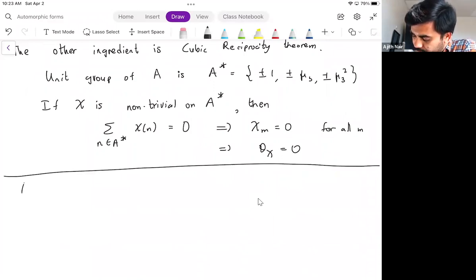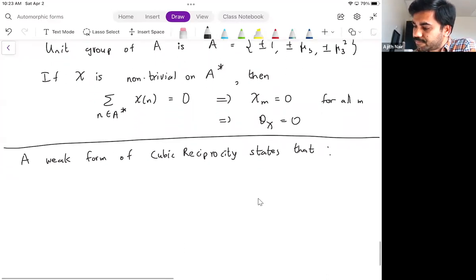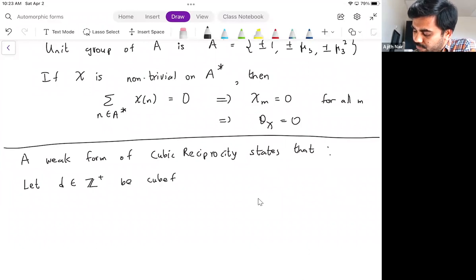So a weak form of cubic reciprocity states that, so then there is the statement. Let D belong to the positive integers, D cube free. N is the product of 3 times the product over the prime divisors of D.